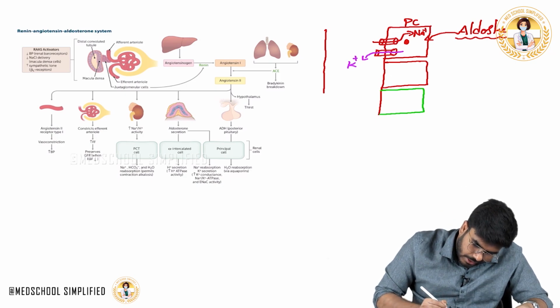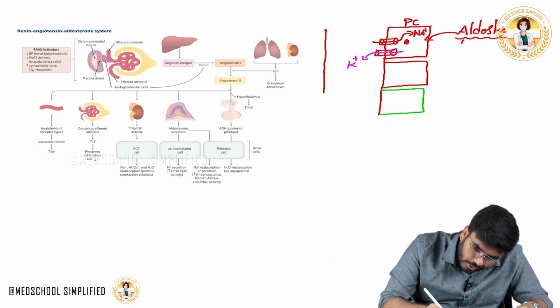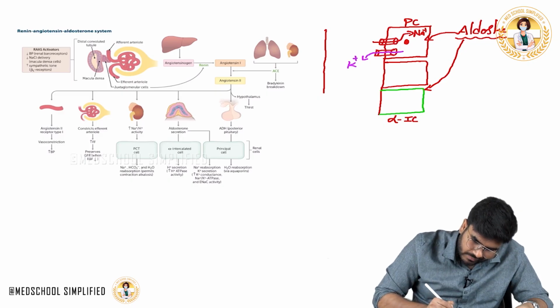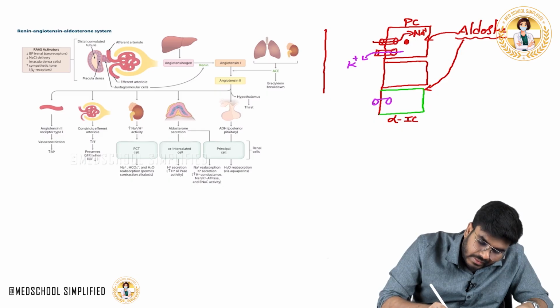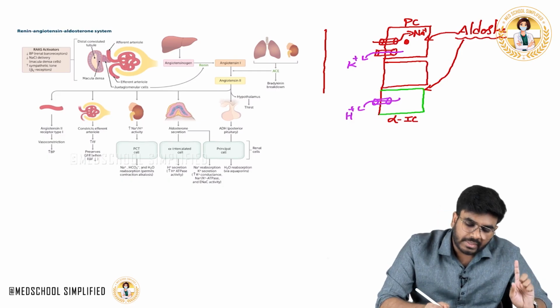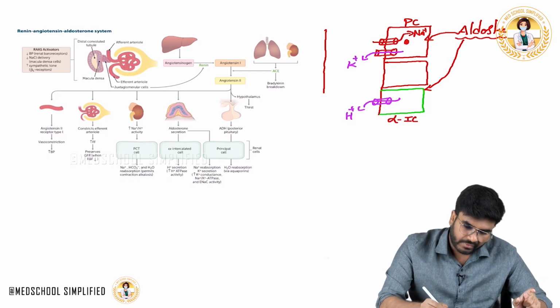What else? Now this aldosterone will also act on the intercalated cells called alpha intercalated cells. Under the influence of aldosterone, what will these alpha intercalated cells do? They will secrete the protons, they will throw the protons out of the body. So these are the three important functions of aldosterone which you should never ever forget.